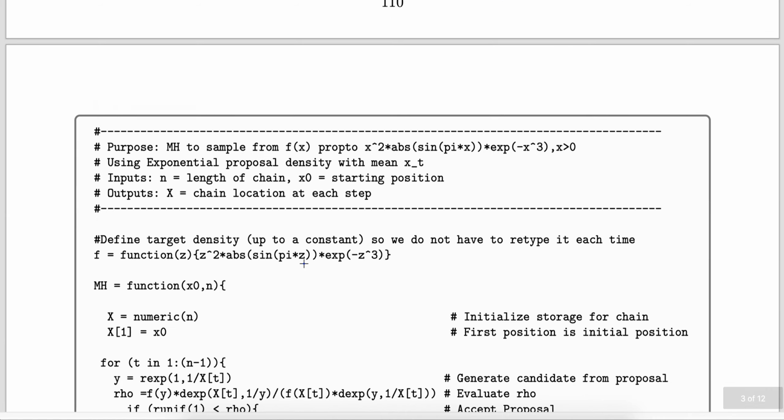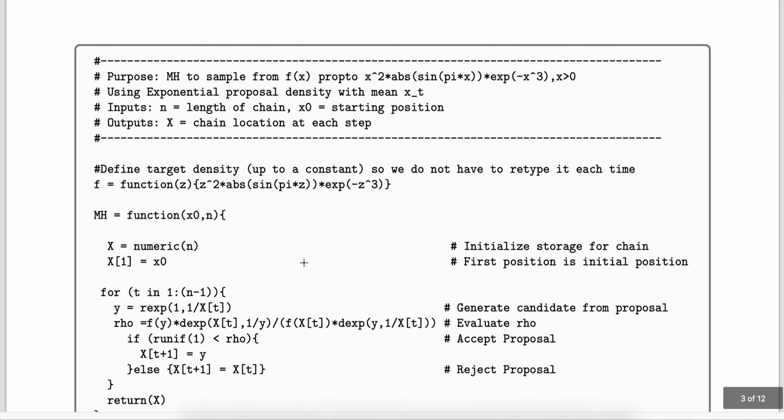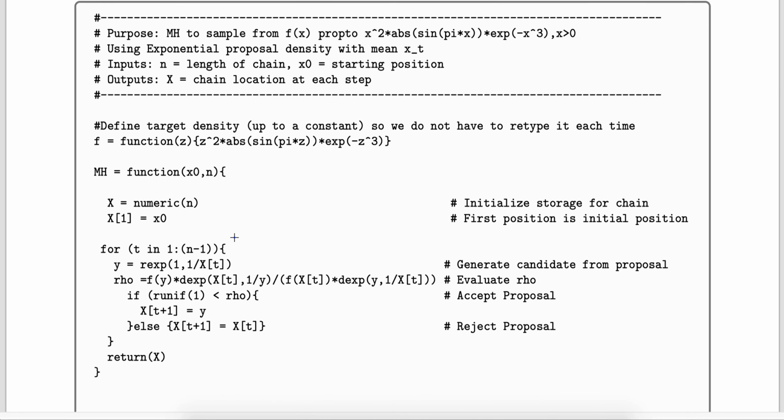So let's check this out in R. So in R, you'll notice here we've got the first bit. We're going to just define that distribution for our target distribution as a function. I'll just call it f. And we've got our variable squared, absolute value of sine of pi times the variable, e to the negative variable to the third. So this is just defining f, so I don't have to keep typing it in over and over and keep things simple.